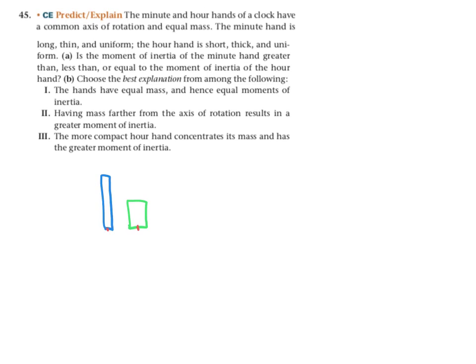we can see that on average, the average mass is further out in the blue case. In other words, this distance is more than that distance. And so the typical mass is further out.